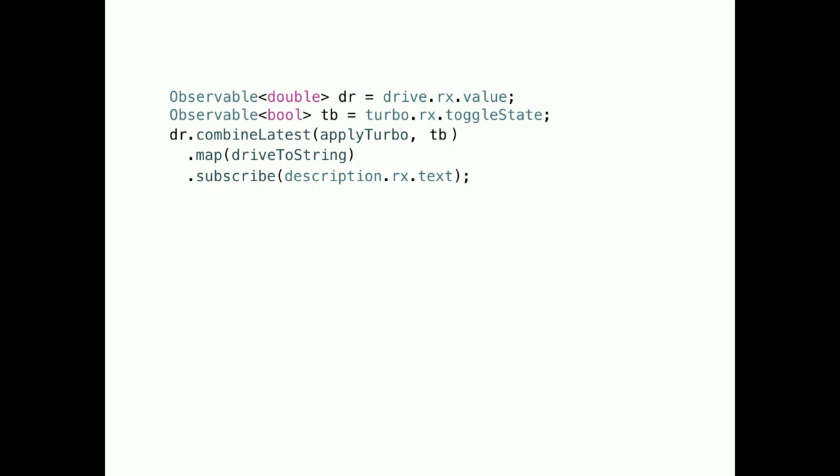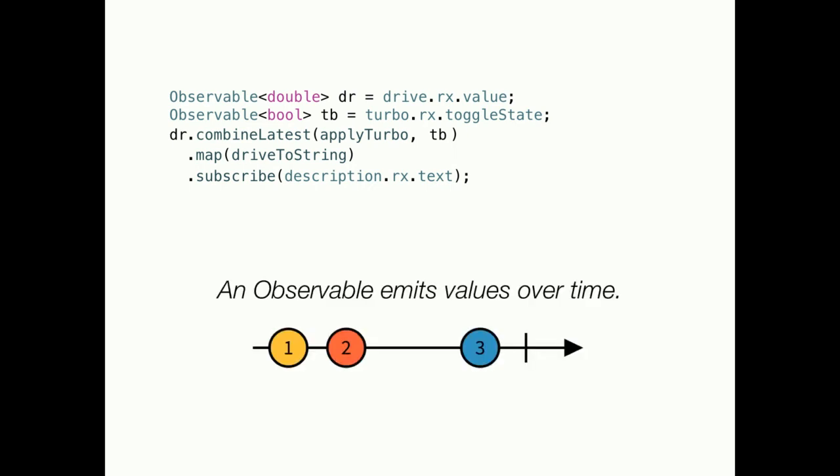And an observable just emits values over time. So if we have a timeline like this, then we can imagine that different values appear asynchronously. For example, if we move the slider, then it will generate values like 0, 1, 1 point something, 2. And the observable emits these values.